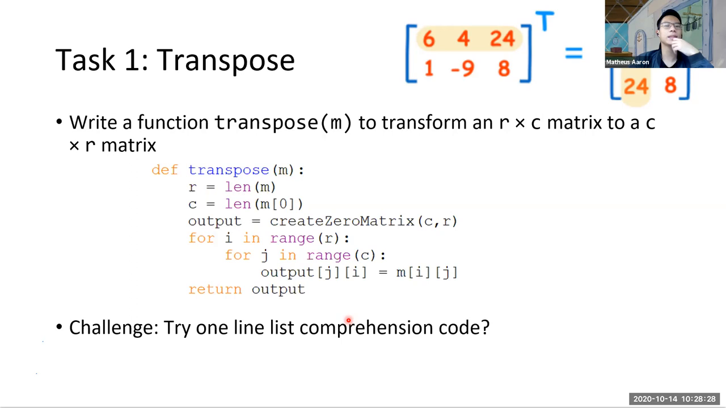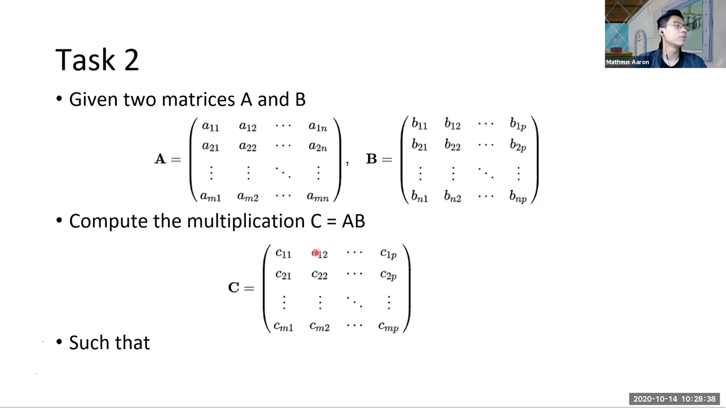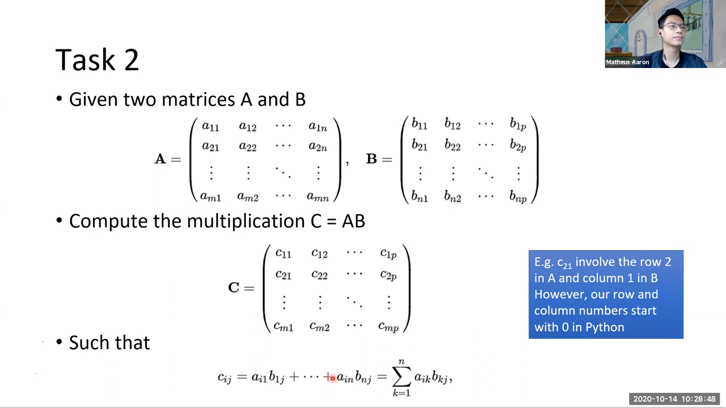Okay, next up, we have this. Given two matrices, A and B, compute the multiplication of matrix C, where the value of matrix C is this. I think this one is a bit tricky. Can I have a rough idea?